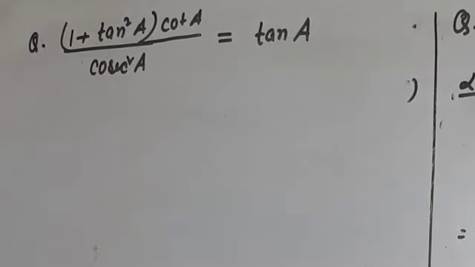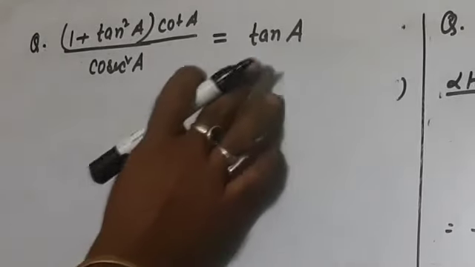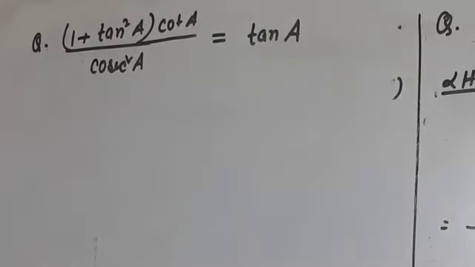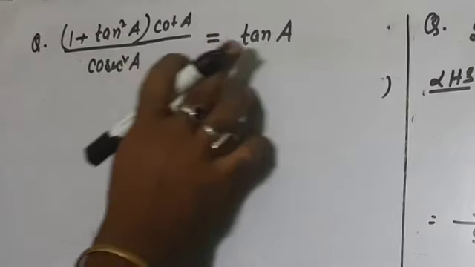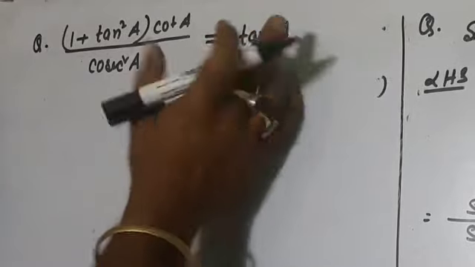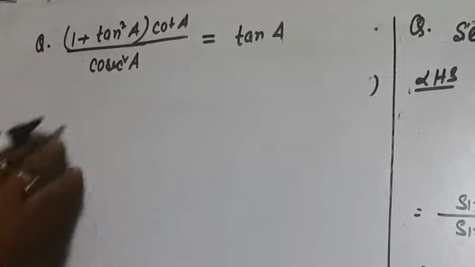One more question: (1 plus tan square a) cot a by cosec square a, and you have to prove that it is equal to tan a. So which one is complicated, this one or this one? This one is complicated, only tan a is given. What do I do? Here we can change, so that's why again I take LHS.